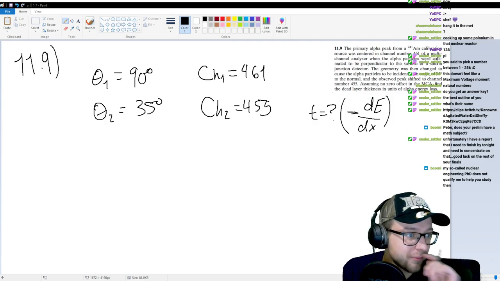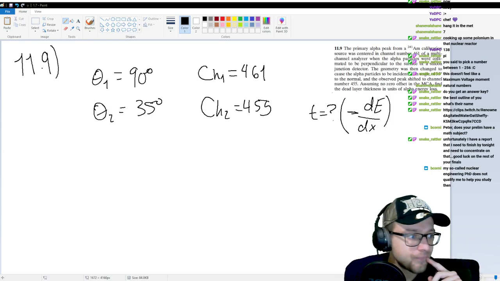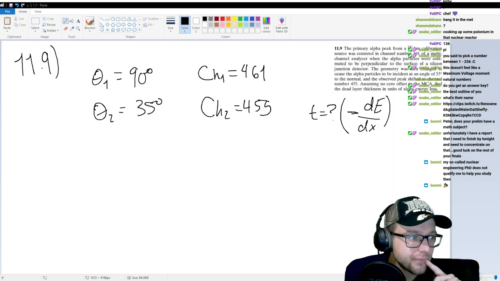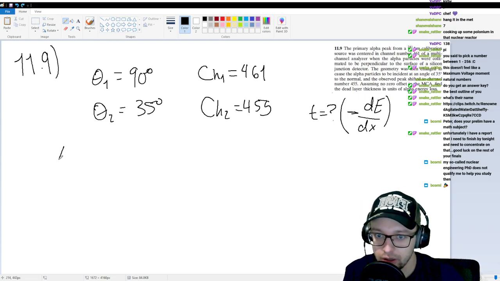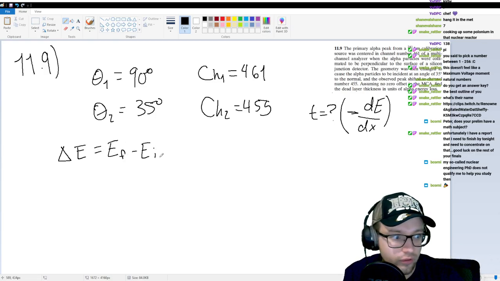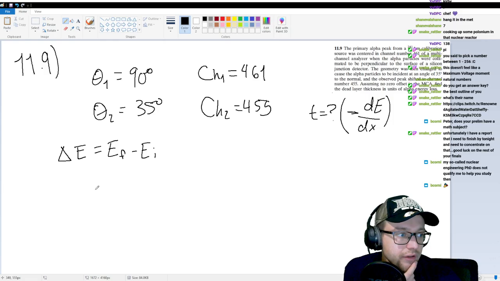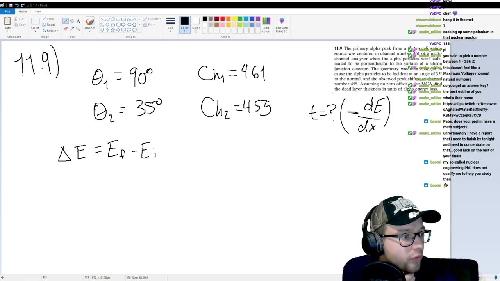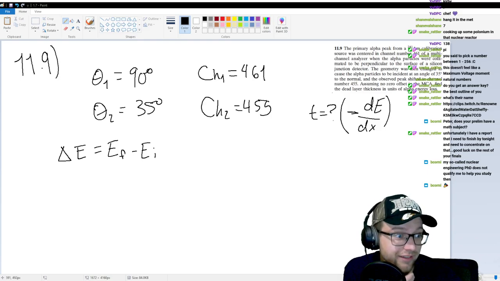Alright, so this problem... First of all, let's consider this difference, right? Because this is going to be an energy difference. I can draw. That's going to be energy final minus energy initial. I think that's a smart instance. Let's look for an appropriate equation, though. Oh, that's probably one that's relevant.